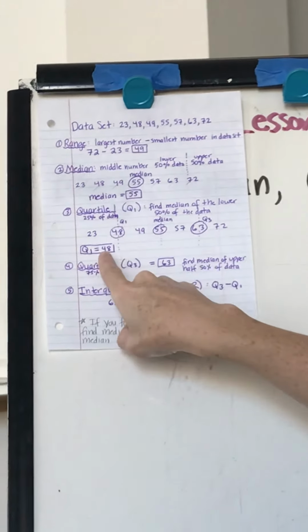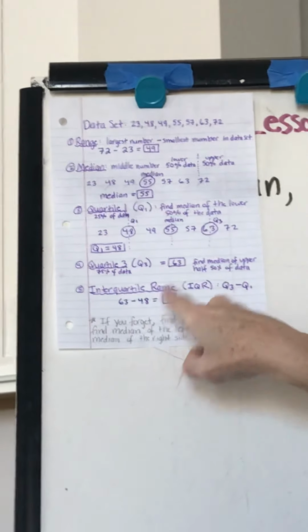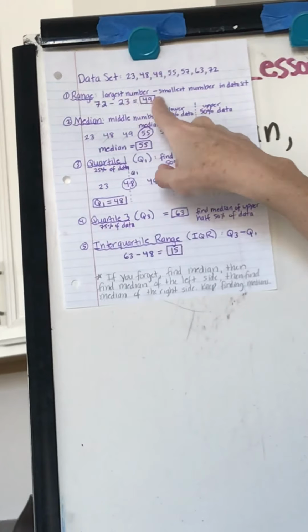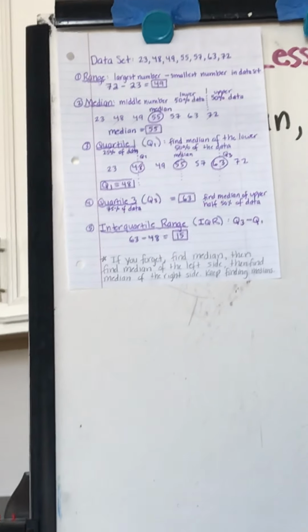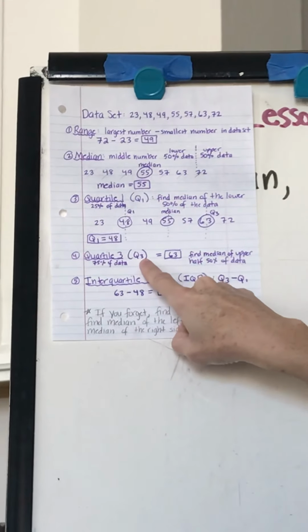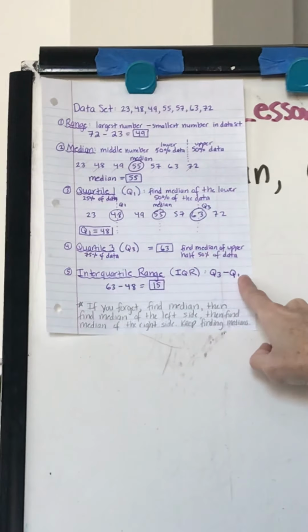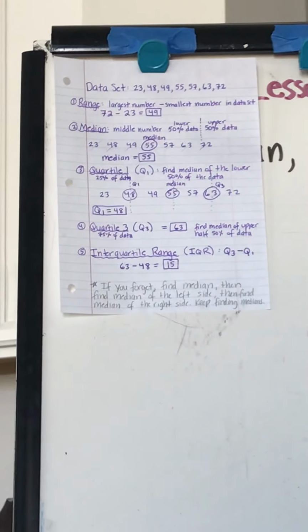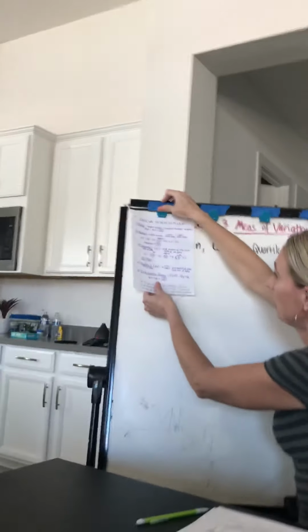So quartile 1 in this case is 48, quartile 3 is 63, and then to find the interquartile range, it's similar to the range in that you do the largest minus the smallest, but for the interquartile range, you're doing quartile 3 minus quartile 1. So in this case, it would be 63 minus 48, which is 15. And those are the notes. So I'm going to take those down for right now.